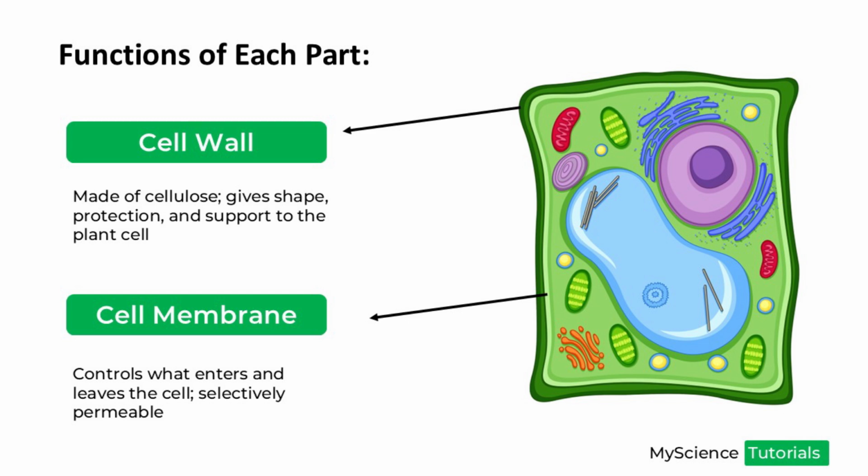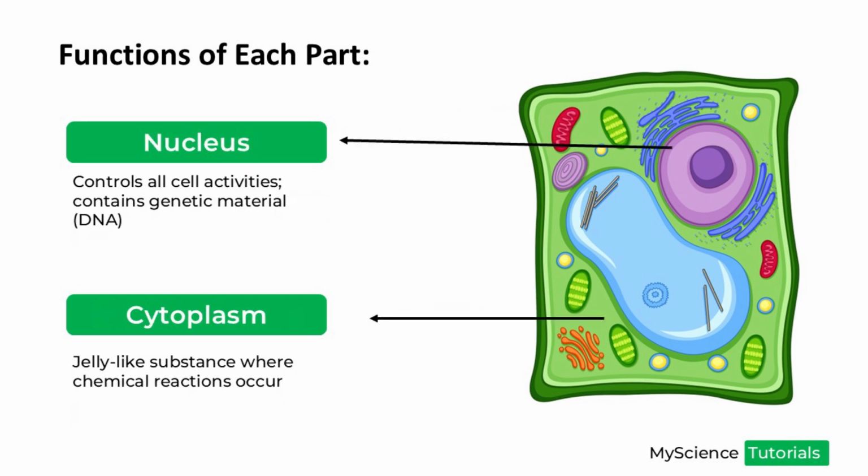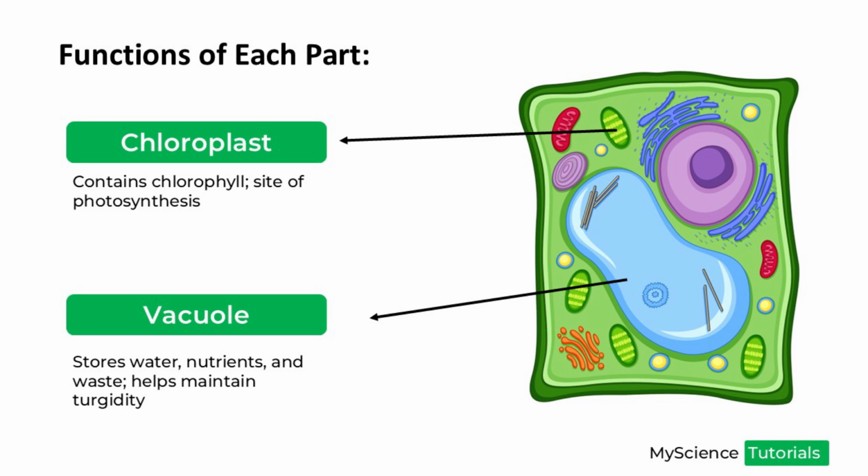Functions of each part. Cell wall: made of cellulose, it gives shape, protection, and support to the plant cell. Cell membrane: controls what enters and leaves the cell; it is selectively permeable. Nucleus: controls all cell activities and contains genetic material, DNA. Cytoplasm: a jelly-like substance where chemical reactions occur. Chloroplast: contains chlorophyll, the site of photosynthesis. Vacuole: stores water, nutrients, and waste. It helps maintain turgidity.